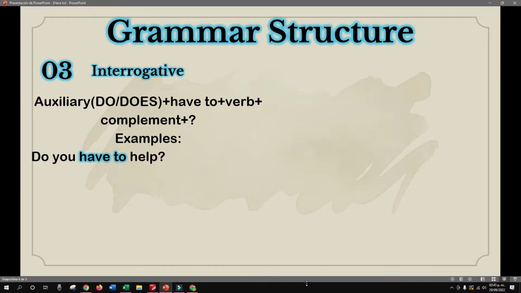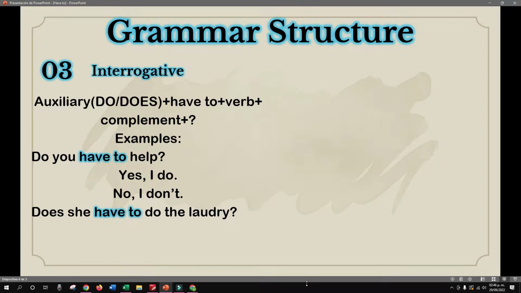How would you answer this? Yes, I do, or no, I don't. In this case, you are going to use the auxiliary, yes, in the answer. Yes, I do. You cannot say, yes, I have to. Yes, I do, or no, I don't. You're going to use the auxiliary for answering this type of sentence or questions, right?